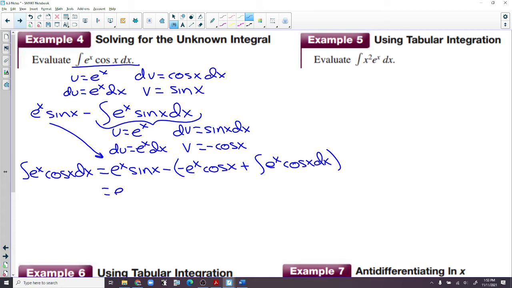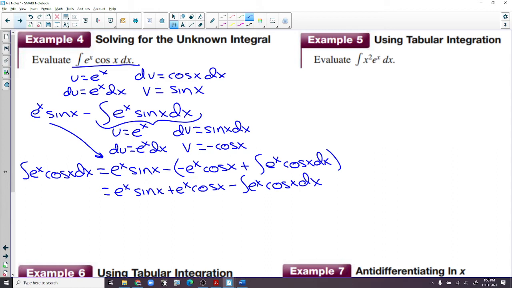That's equal to e to the x sine of x plus e to the x cosine of x minus the integral of e to the x cosine of x dx. And believe it or not, this is what we wanted. We needed this to be a minus, and we needed this to be the same as this.